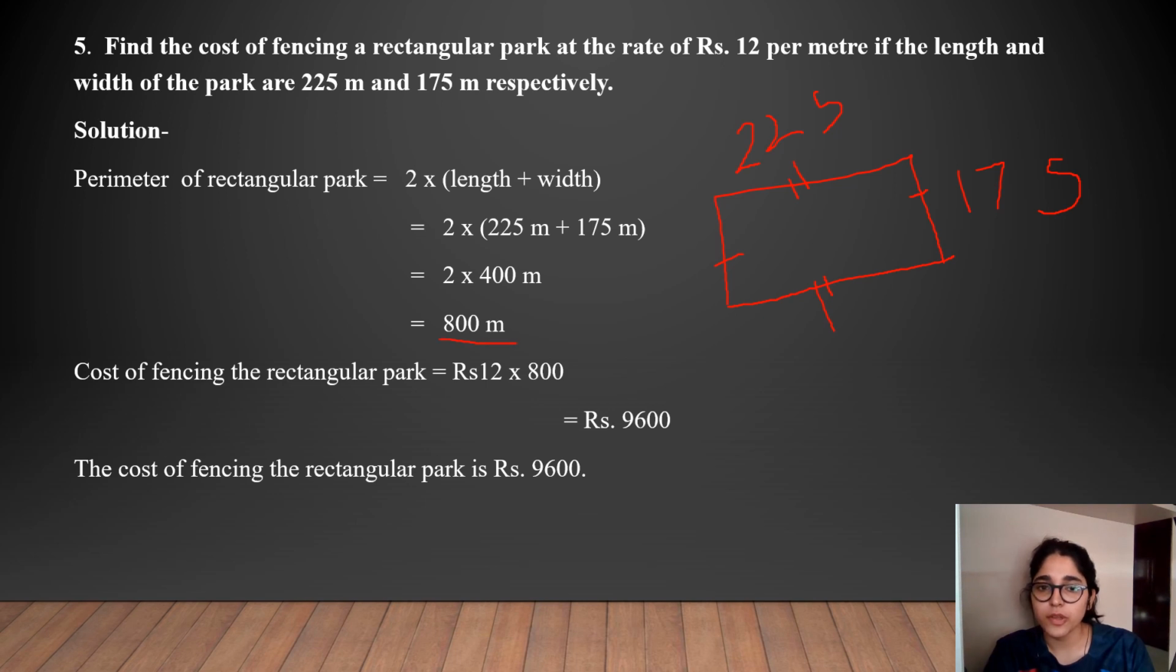After we find the value of the perimeter, which is in terms of meter, meaning 800 meters, we know that the cost of 1 meter is rupees 12. So to find the cost of fencing the entire rectangular park, it will be 12 multiplied by 800, which is rupees 9600.